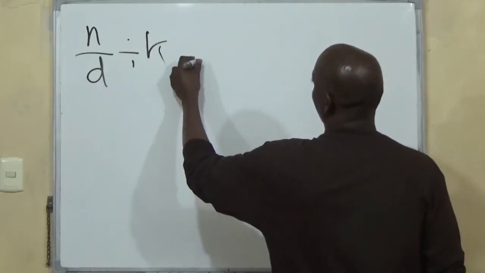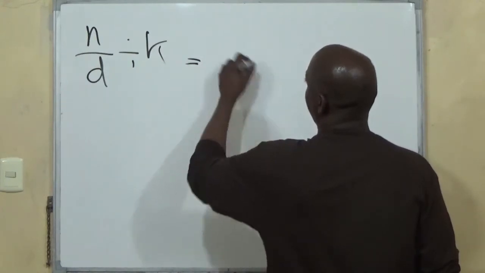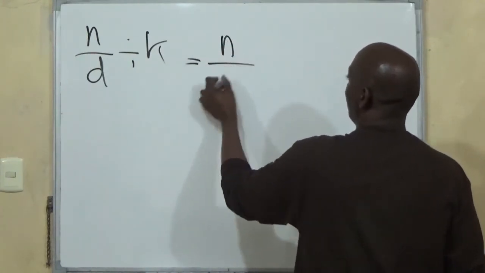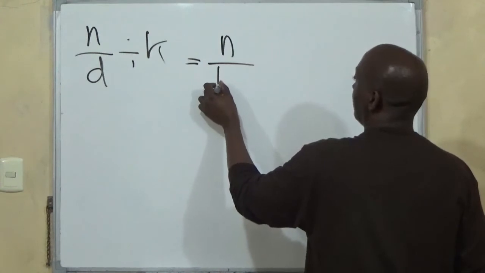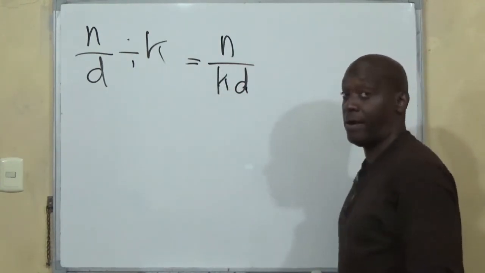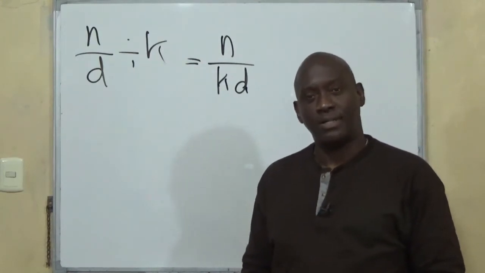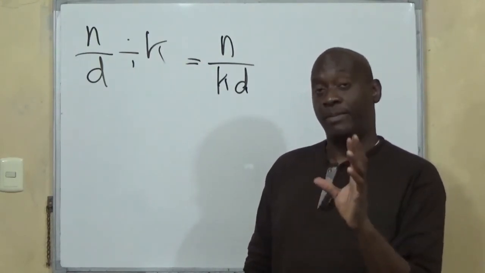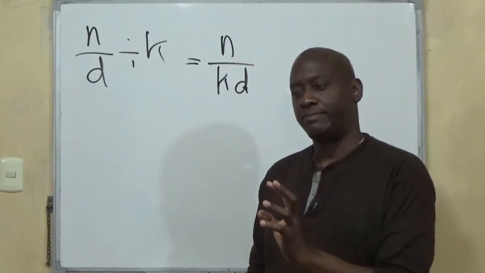So, n over d divided by k is equal to n over k d. Right? As opposed to the multiplication, where you multiply the k by the numerator.